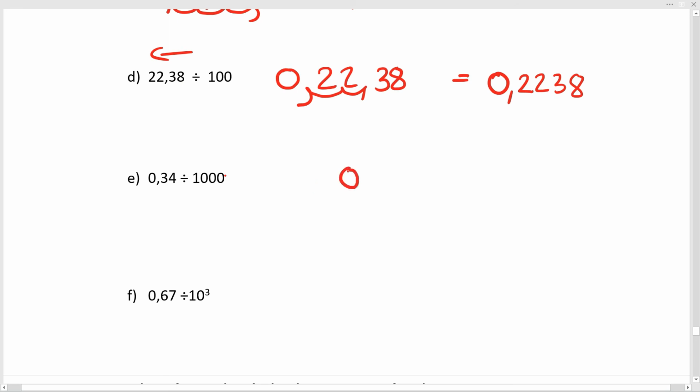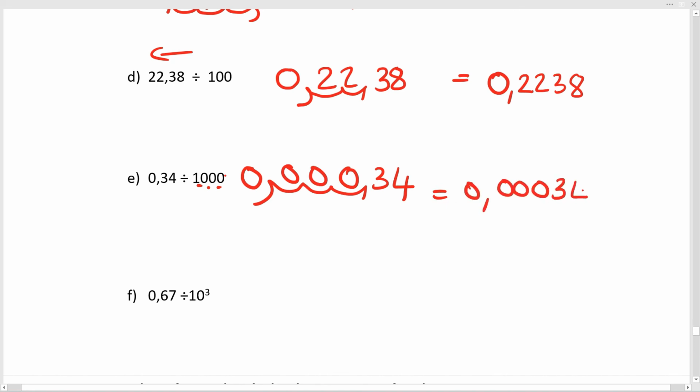0.34 divided by 1,000 involves moving the comma backwards to the left 1, 2, 3 times. 1, 2, 3. Put the comma down and put a 0 on the left. My answer is then 0,00034.